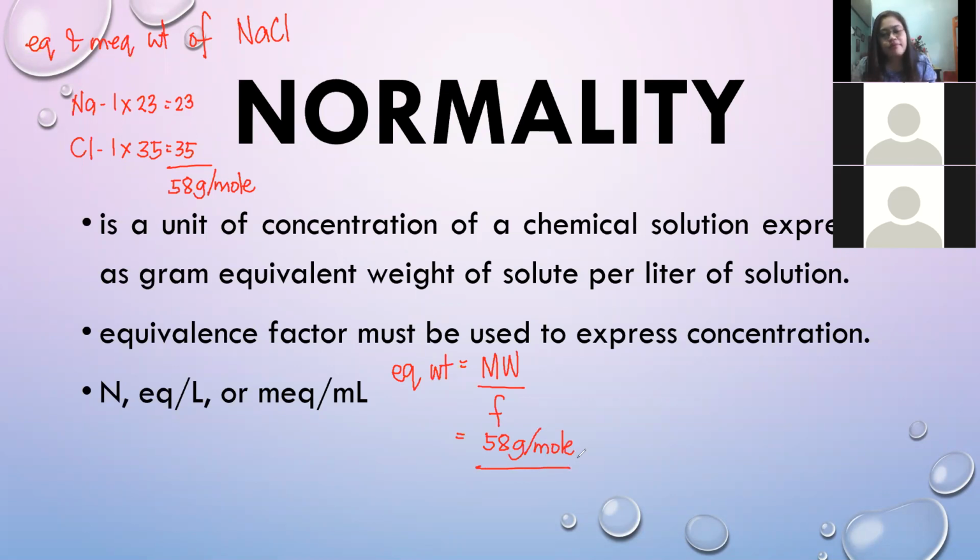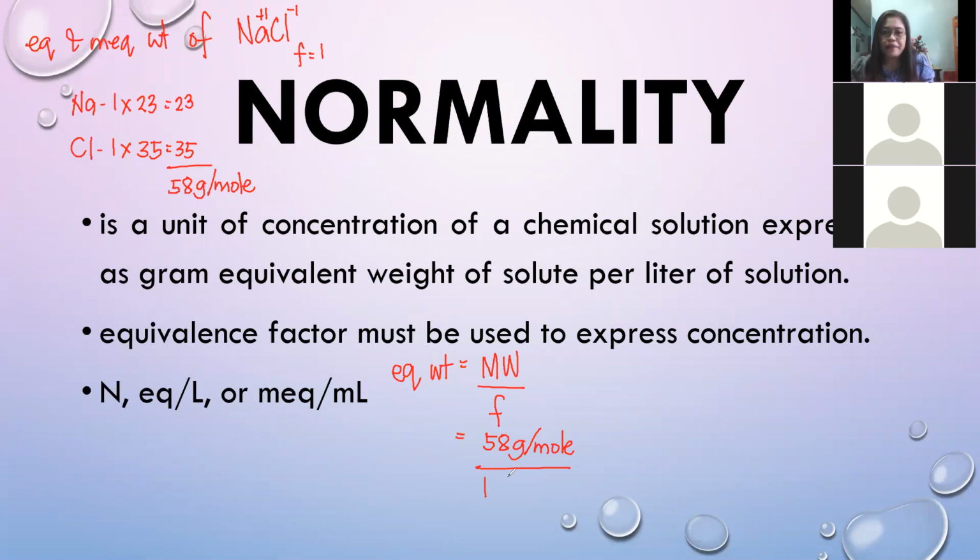Now, how about the F? We already mentioned that our example is sodium chloride. For the factor, again, you need to identify the charge because sodium chloride is a salt. So sodium is +1, chloride is -1. So the F here is 1.